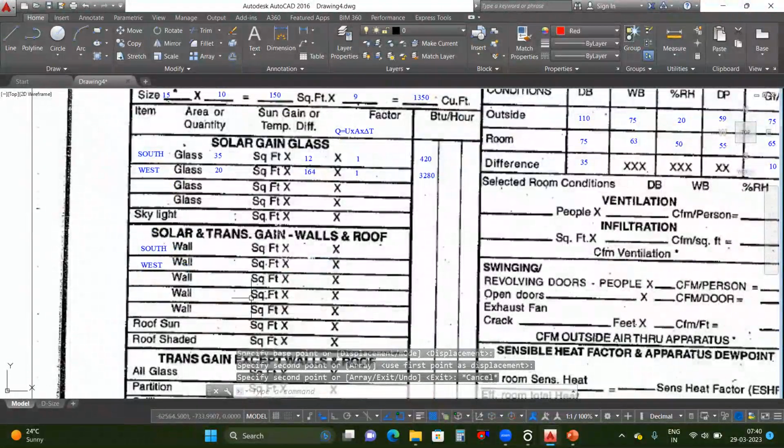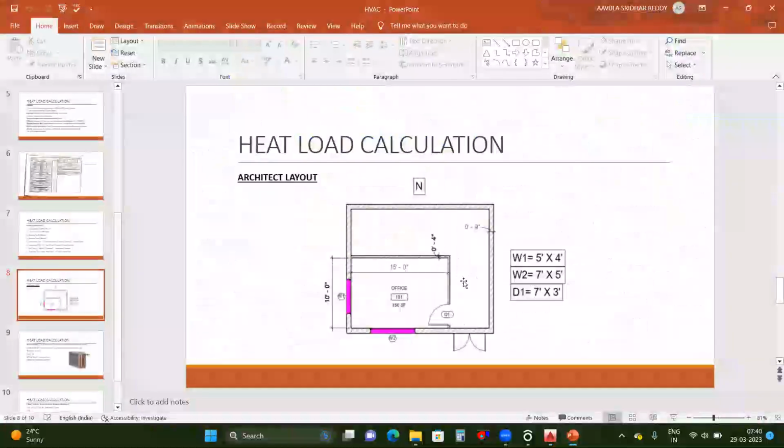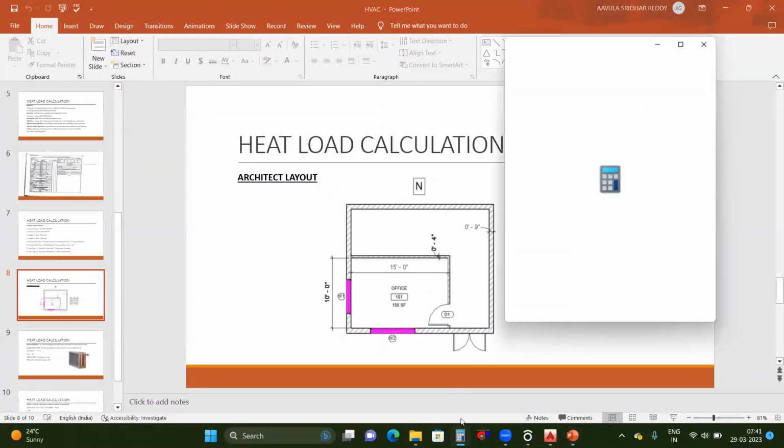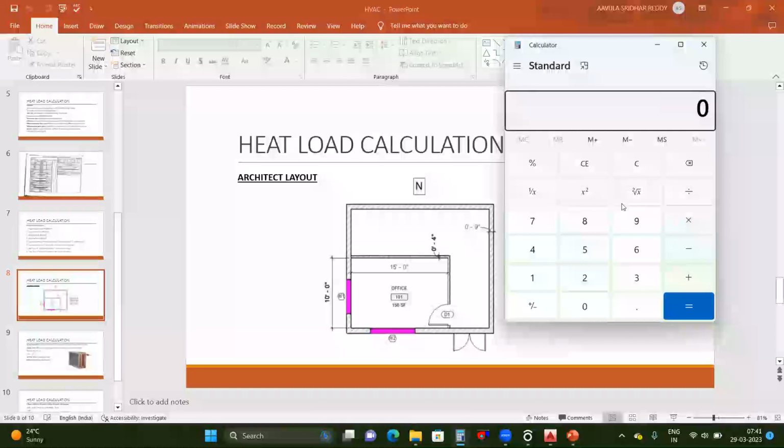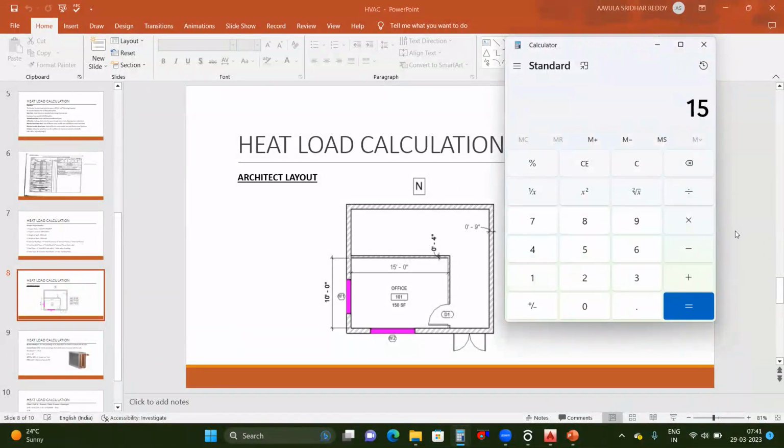Next we need to enter the square feet. So this is the square feet of the wall. To get the square feet of the wall, first I will do it for the south side. What is the length of the wall here? It was already there, from here to here, that is 15 feet. 15 into, we have assumed that the false ceiling height is 9 feet. So 15 multiplied by 9, we'll get 135 square feet.